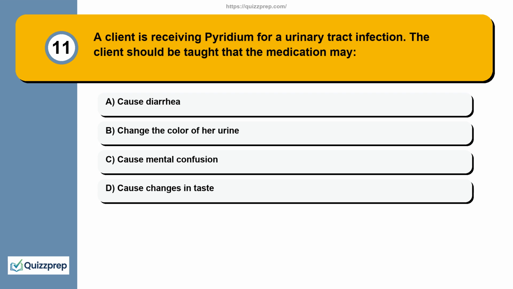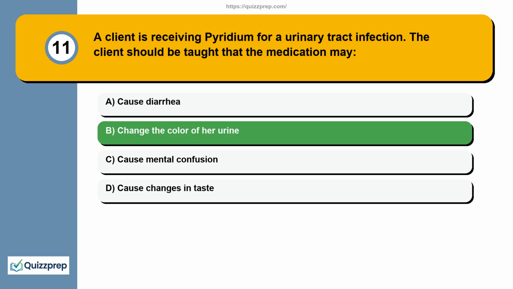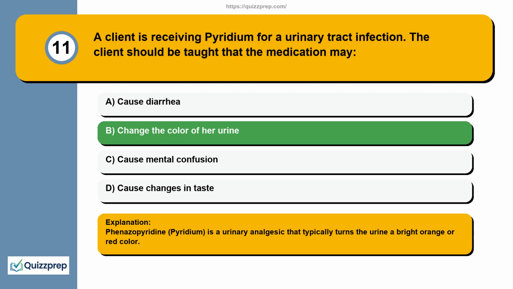Question 11. A client is receiving pyridium for a urinary tract infection. The client should be taught that the medication may cause diarrhea, change the color of her urine, cause mental confusion, cause changes in taste. Phenazopyridine, pyridium, is a urinary analgesic that typically turns the urine a bright orange or red color.